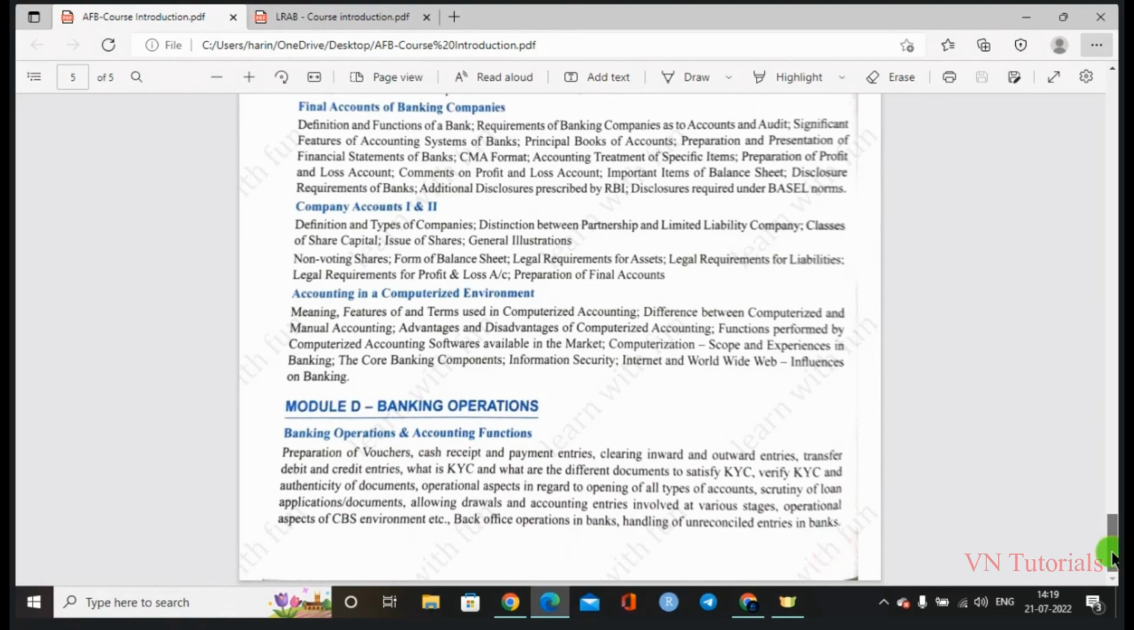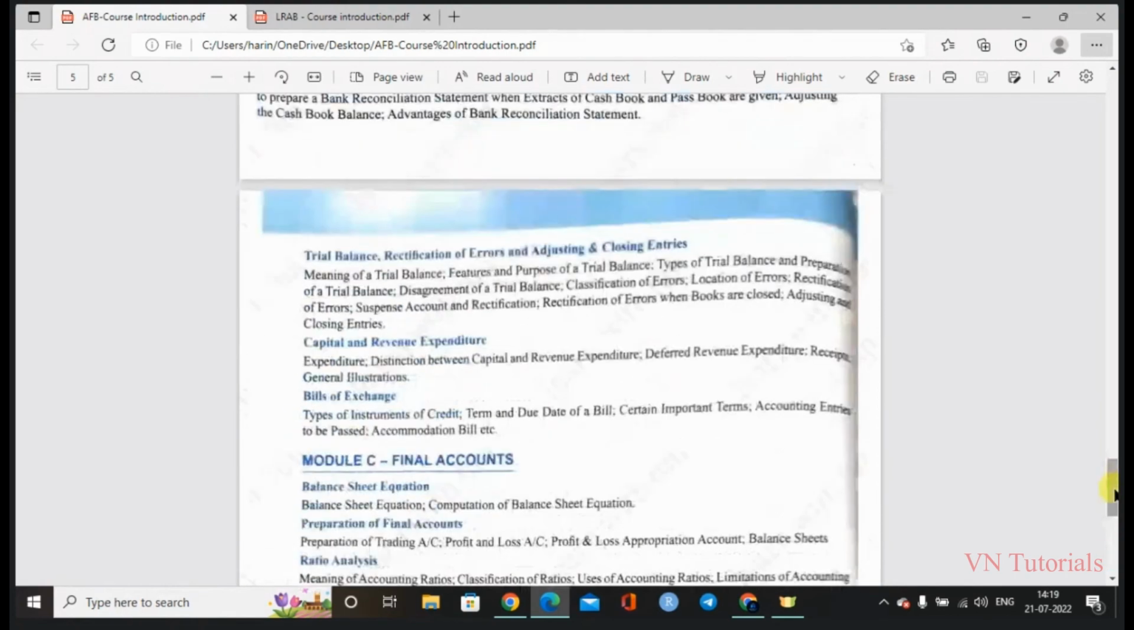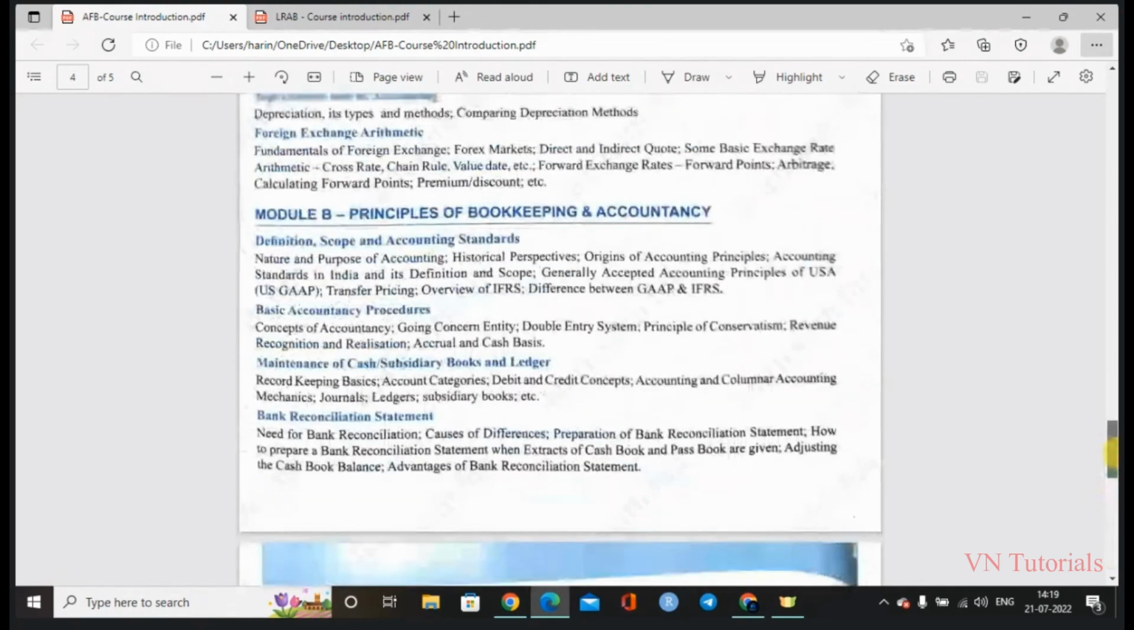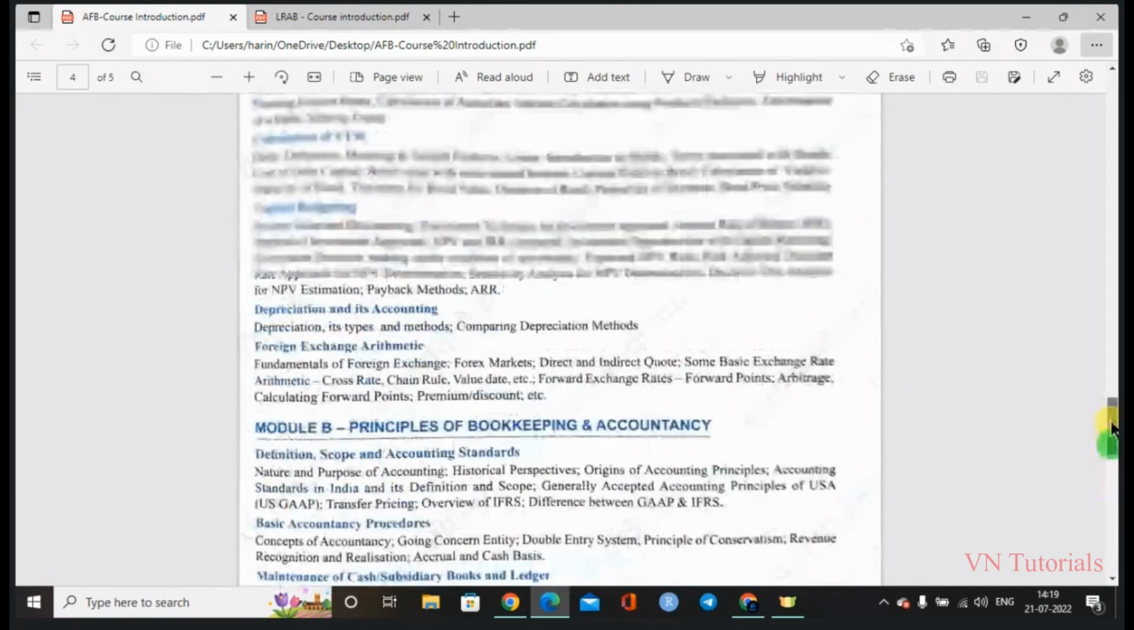So all these 4 modules are covered under the AFB paper, or accounting and finance for bankers paper. Hope you are all clear.